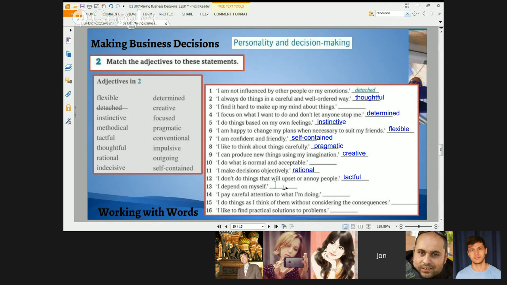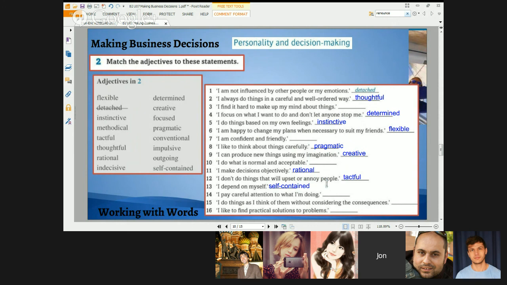Let me give you a hint, Andre. I depend on myself. Myself. Have we seen that before anywhere else? Myself. Self. Okay. Does that sound familiar? Yes, it's familiar for me. Okay. I have self-contained. Self-contained, exactly. It's a better fit. If I depend on myself, I don't depend on others, I am self-contained. It's a much better fit than thoughtful. Okay, yeah. That's it. Very good.